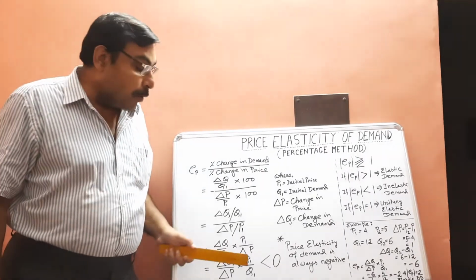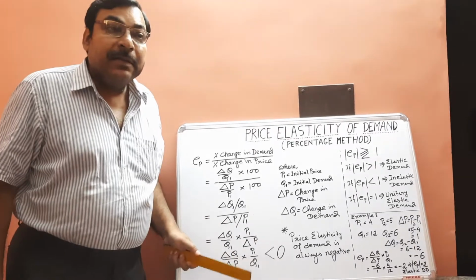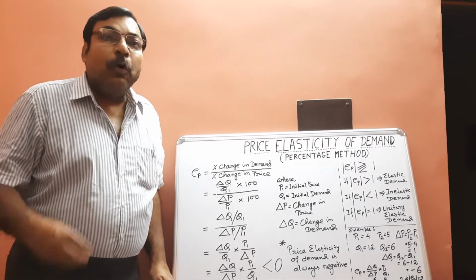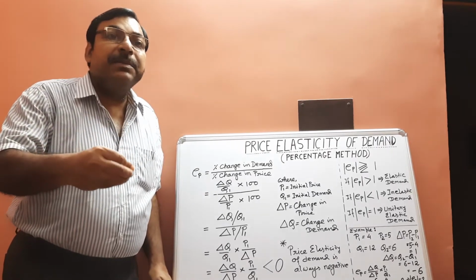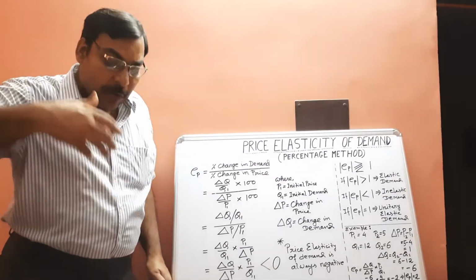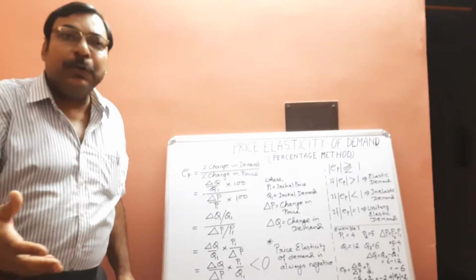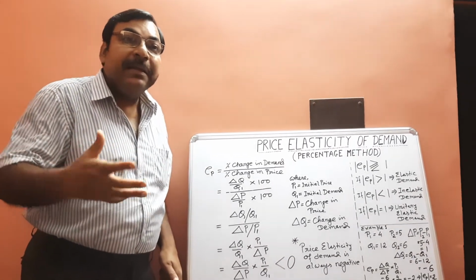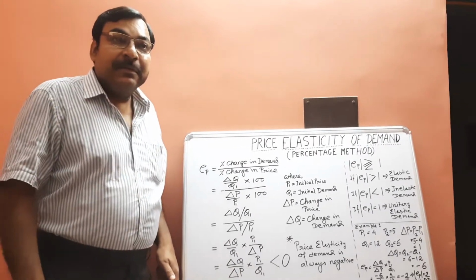We are talking about a problem regarding the negative sign. Why? If we consider the negative sign, then price elasticity of demand is always less than 1. Negative sign means obviously it is less than 0. It must be less than 1. Then how will we explain elastic demand?